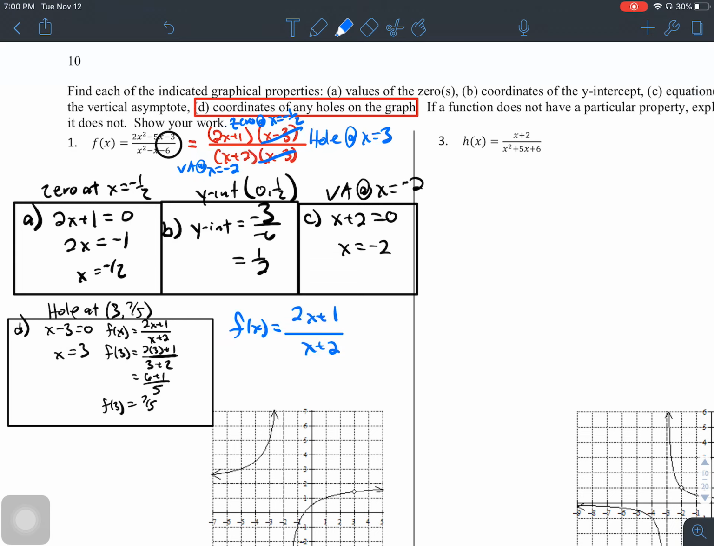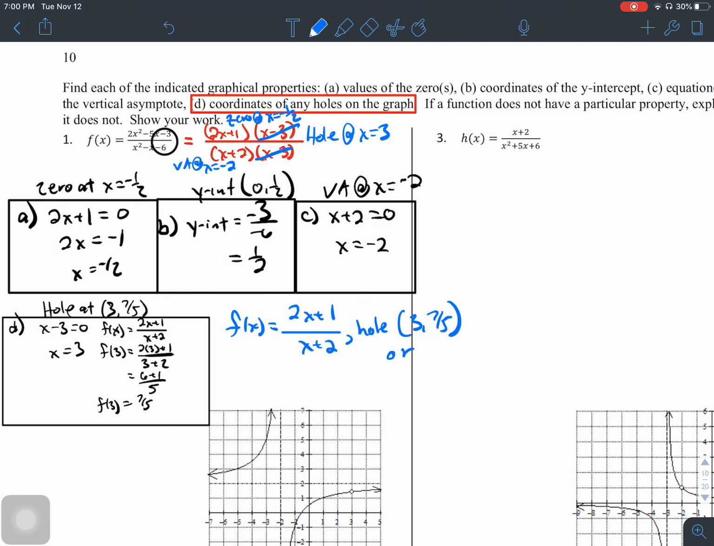So how do you fix it? Simply put a comma, and you either say, oh, by the way, there's a hole at 3, 7/5. That fixes it. Or you could say, comma, x cannot be 3. By saying x can't be 3, that's implying that there must have been an x minus 3 in this problem in the top and bottom, and that's why it cancels.